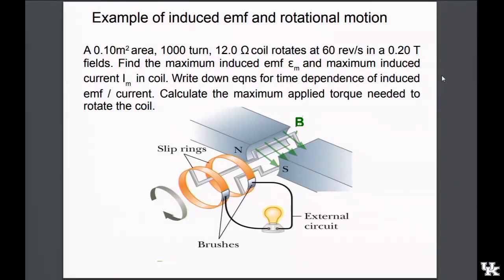So there's a bunch of information about the loop: it's the N, the A, the R, and the angular velocity. All those things about the loop. And then it also tells us what the field is that the loop is immersed in. And we're asked to figure out the maximum induced EMF, the maximum induced current, and to write down equations for the time dependence of the induced EMFs and induced currents. And if I've got time, I'll calculate the torque that's needed to rotate the loop in the magnetic field.